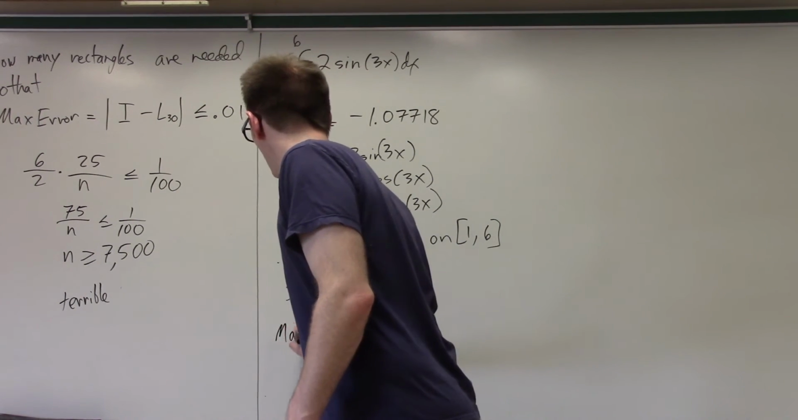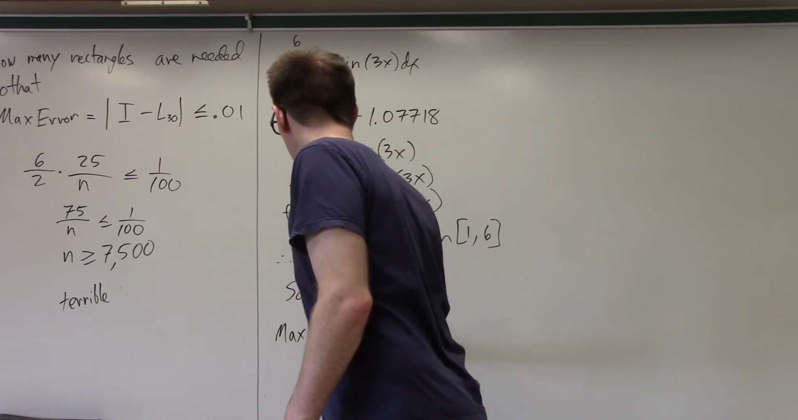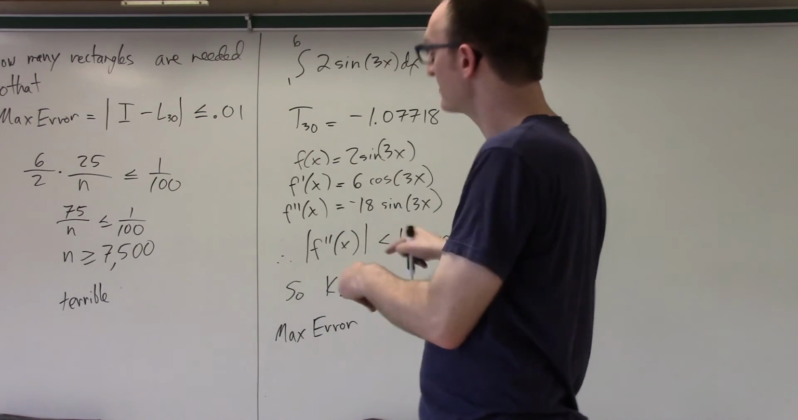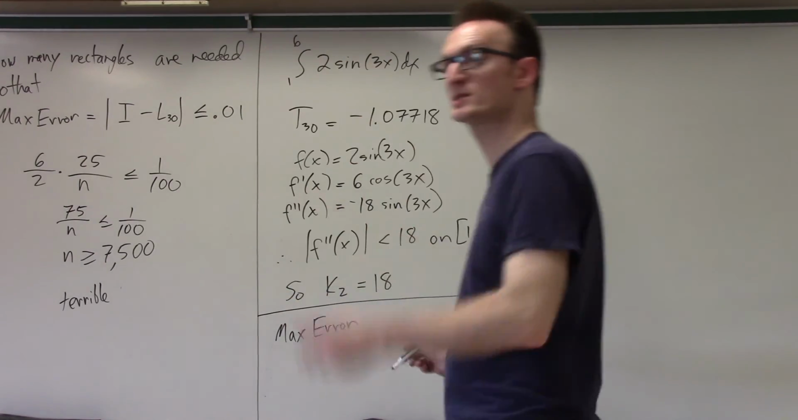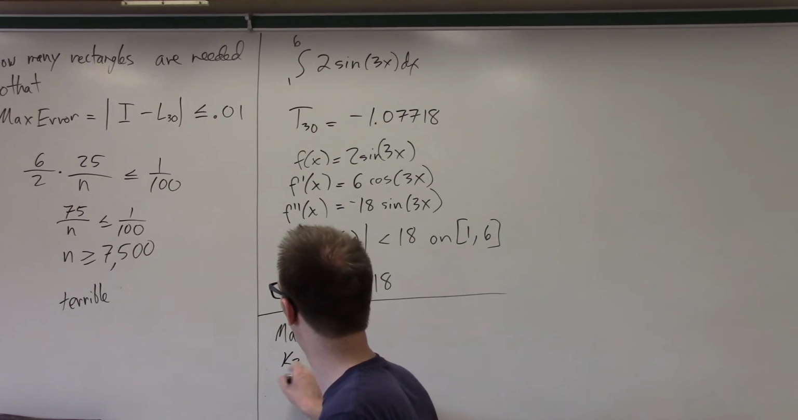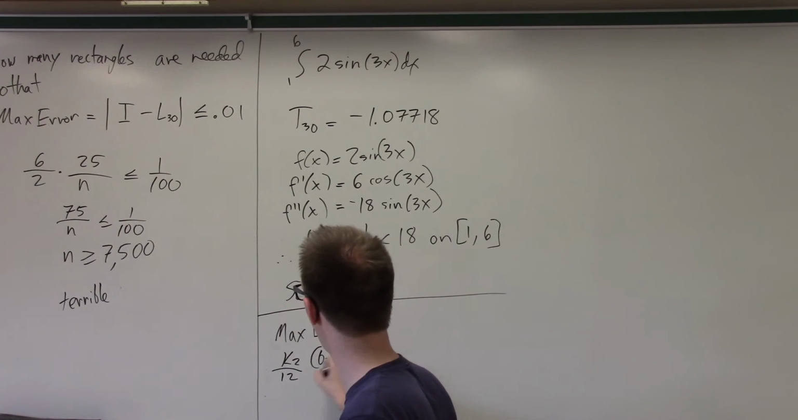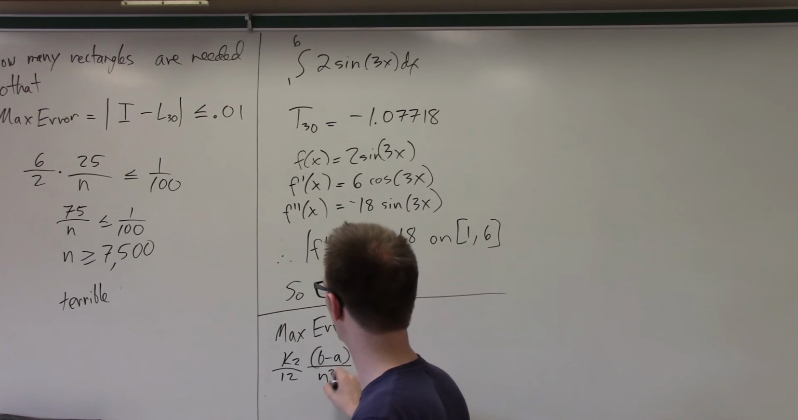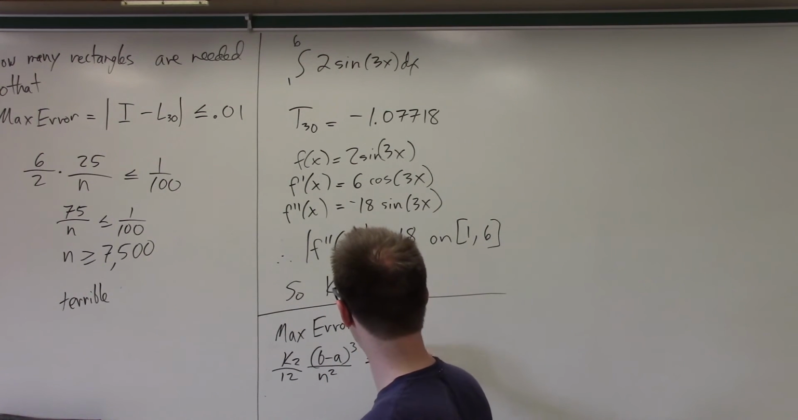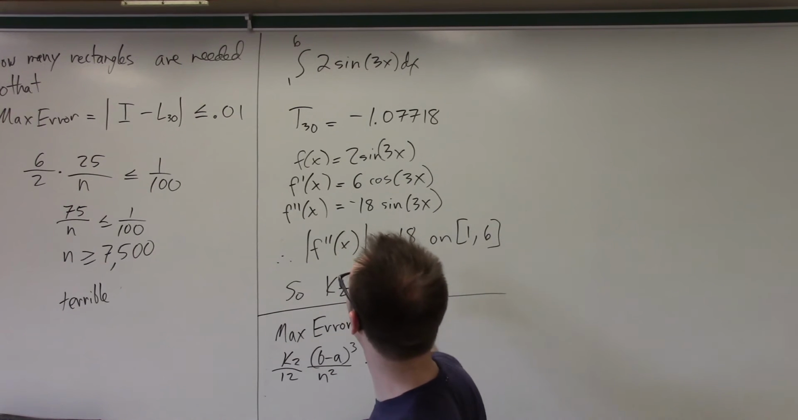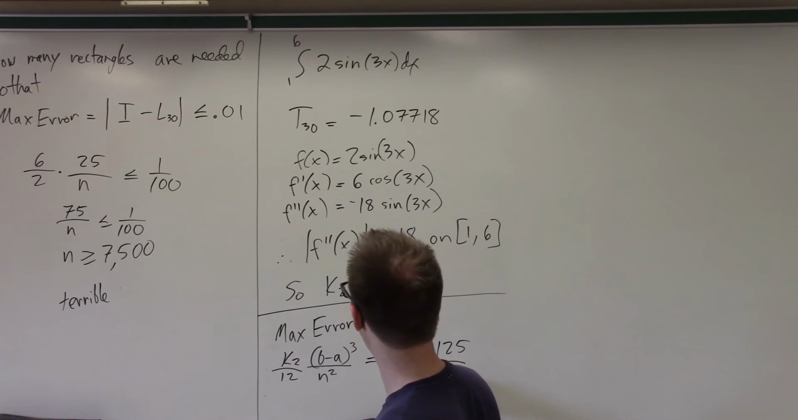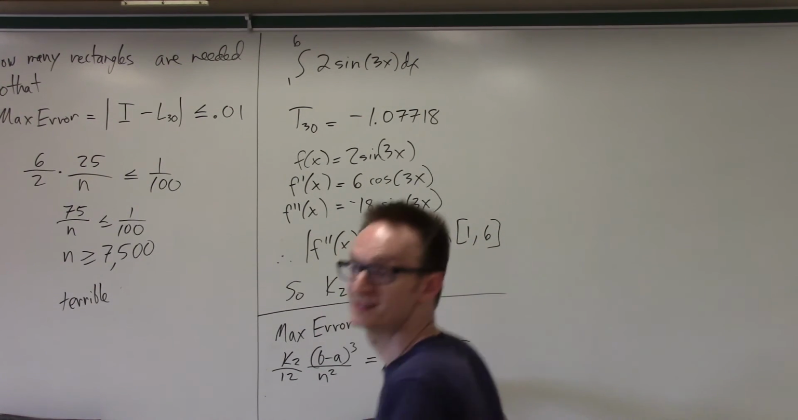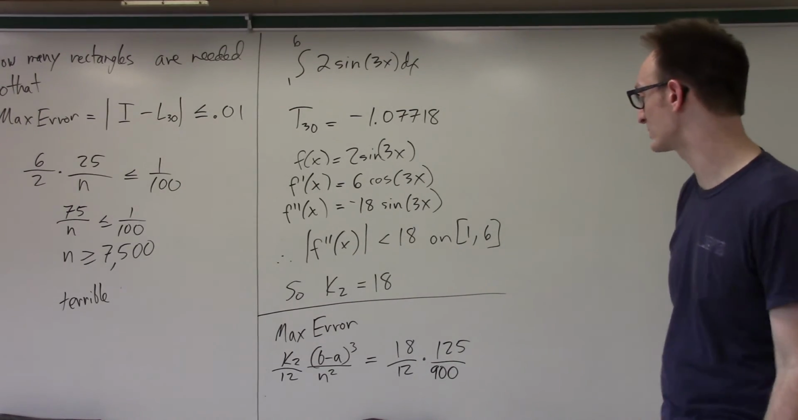The max error for estimating this integral using the trapezoid rule is, according to that formula, K2 over 12 times (b minus a) cubed over n squared. In other words, it's 18 over 12. The width of the interval is 5, so we get 125, but n now is 30. So suddenly I get a 900 down here in the denominator, which is pretty good.